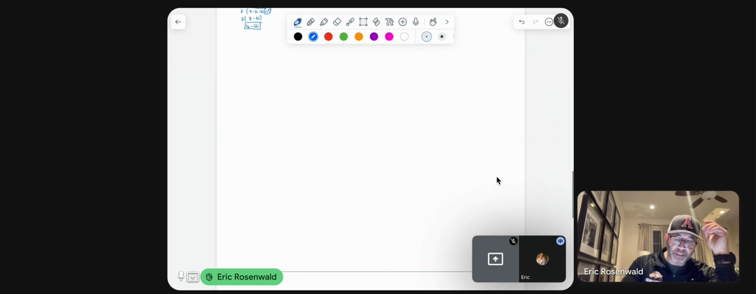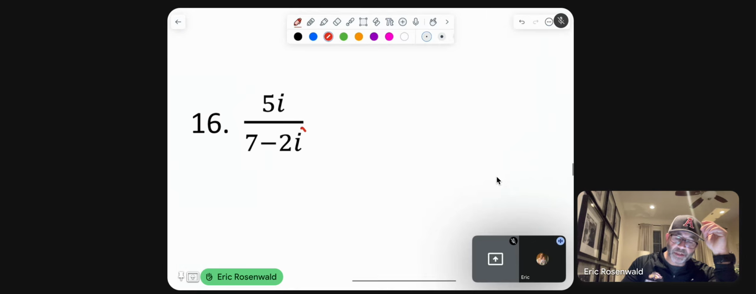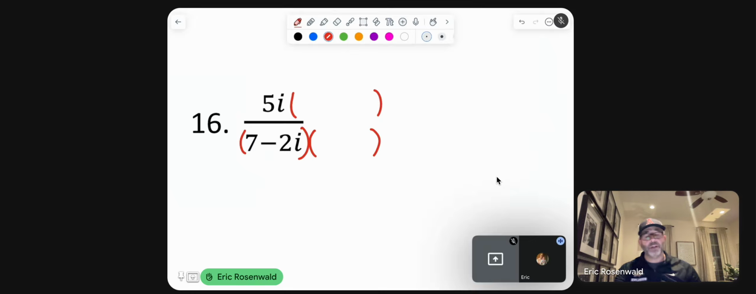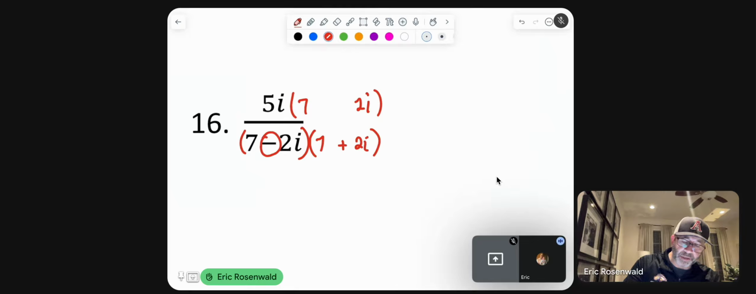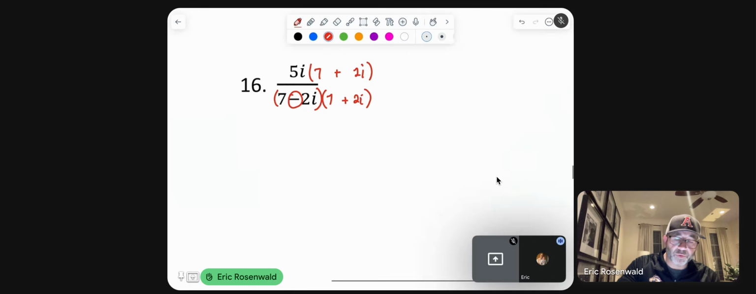Last, number 16, we're going to be doing the conjugate here. The conjugate of 7 minus 2i, remember, is the exact same thing. It's just going to change the sign. So if I have 7 minus 2i, I'm going to have 7 and 2i. In place of our minus, we're going to put a plus. Okay. The reason we do that is the conjugates will go ahead and cancel themselves out in that denominator.